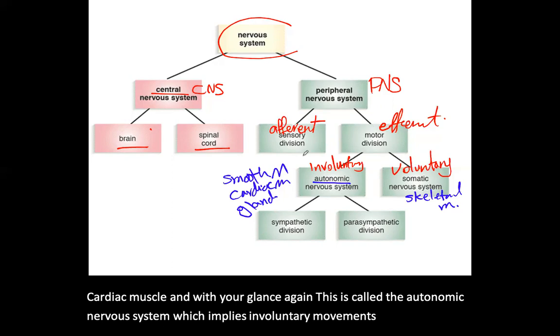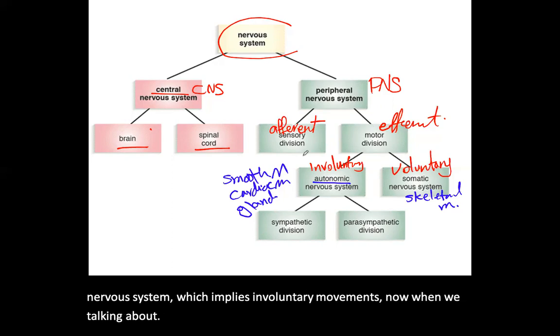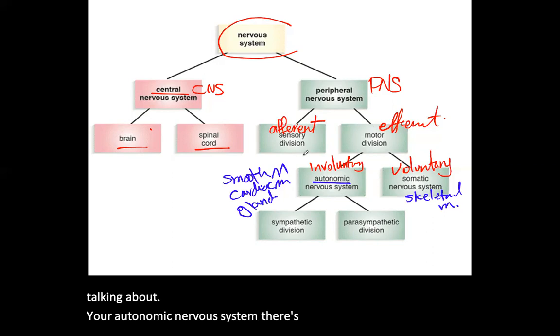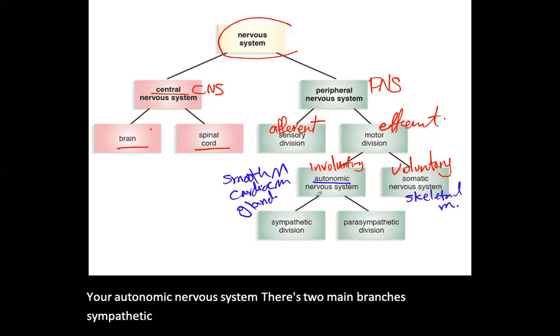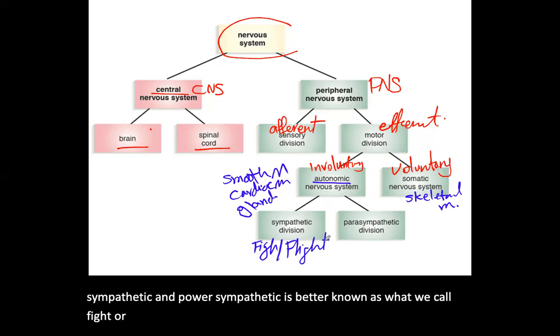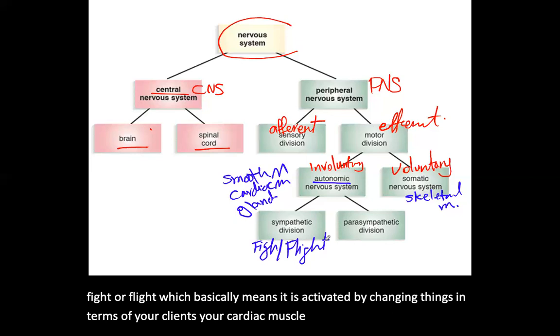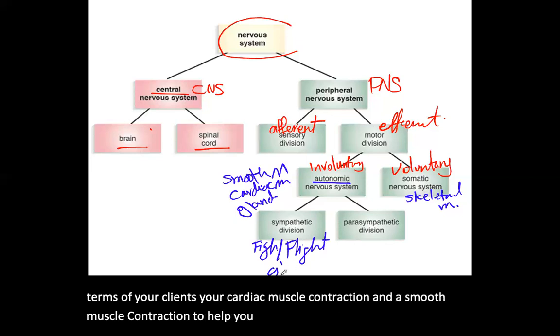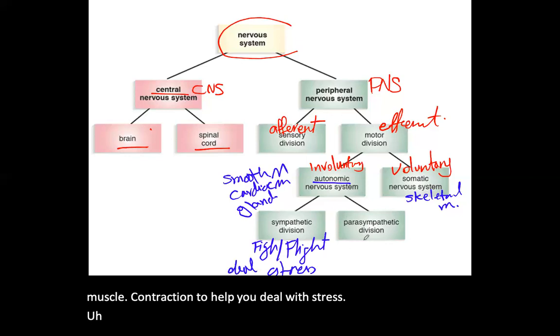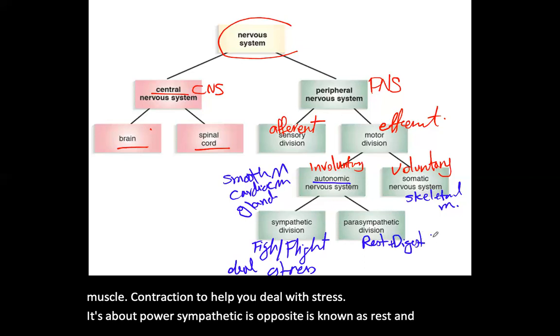Now, when we're talking about your autonomic nervous system, there are two main branches, sympathetic and parasympathetic. Sympathetic is better known as what we call fight or flight, which basically means it is activated by changing things in terms of your glands, your cardiac muscle contraction, and smooth muscle contraction to help you deal with stress. But parasympathetic is the opposite, known as rest and digest. Some people may call it food coma.